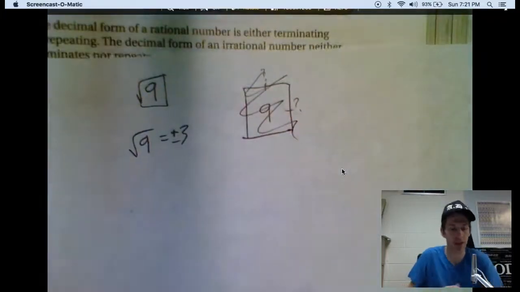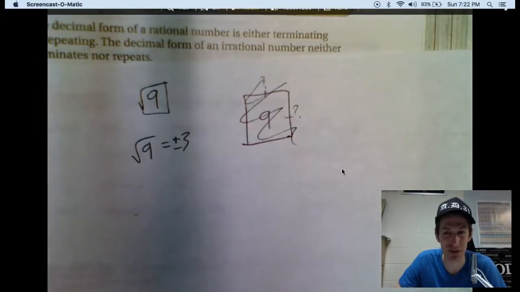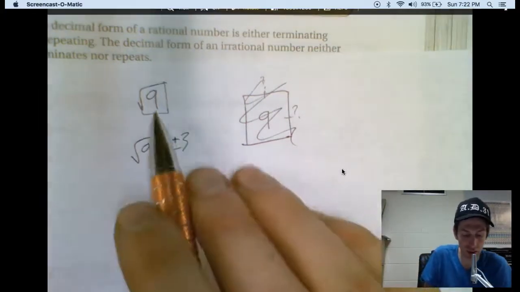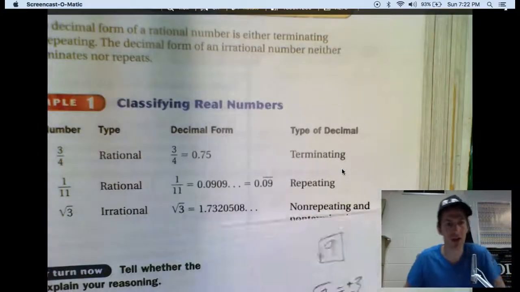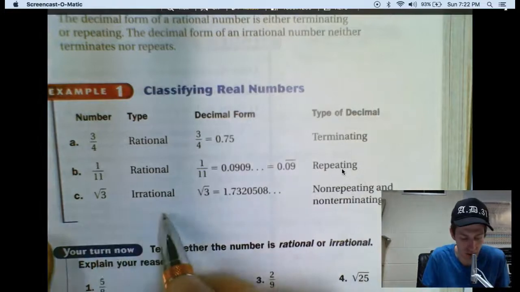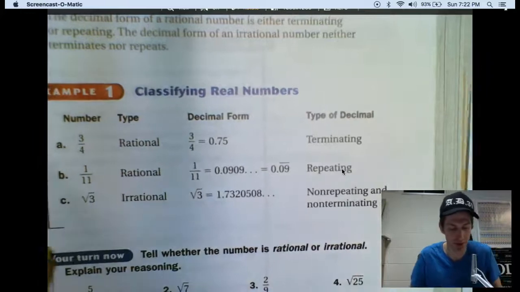So, can 3 be written as a fraction? Yes. 6 divided by 2, 9 over 3. So the square root of 9 is actually a rational number. If they had the square root of 9 here, it would say rational. It would be a terminating decimal because it would just be 3.0.